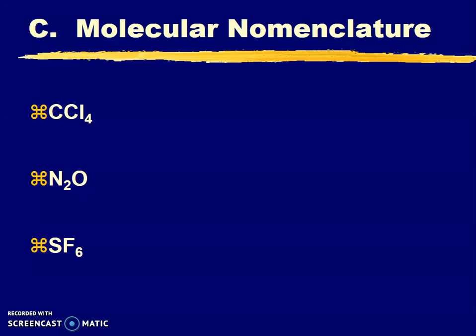Now, for the next one, we have 4 chlorines. So 4 is tetra, so it's tetrachlorine. But then that last step, we have to change the ending of the word from chlorine, change it to IDE, so it becomes chloride. Okay? Carbon tetrachloride.